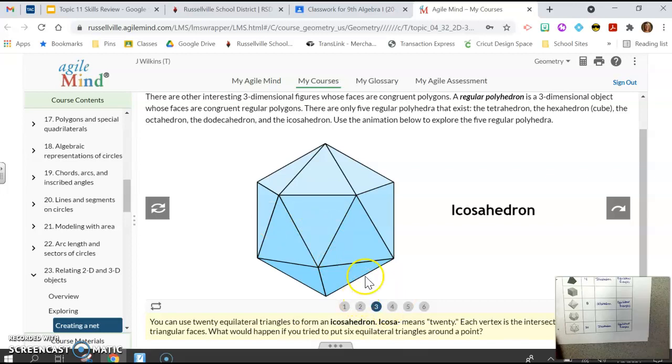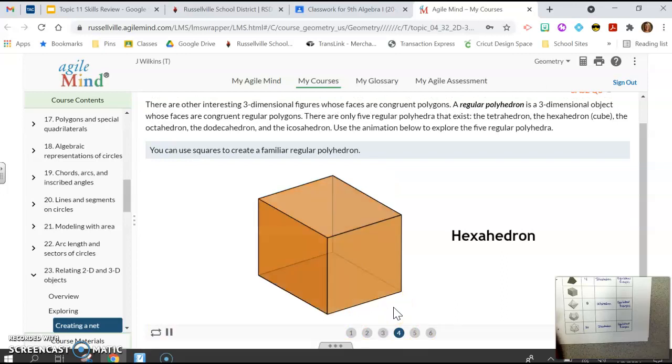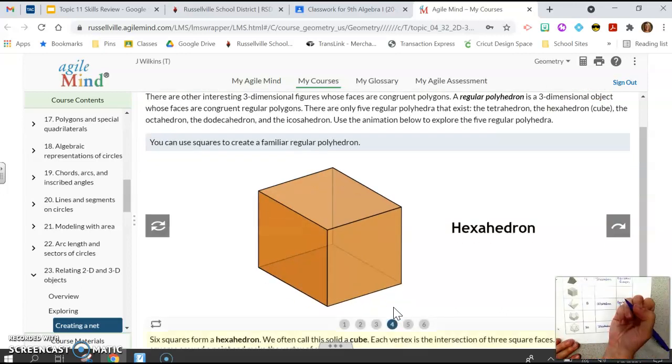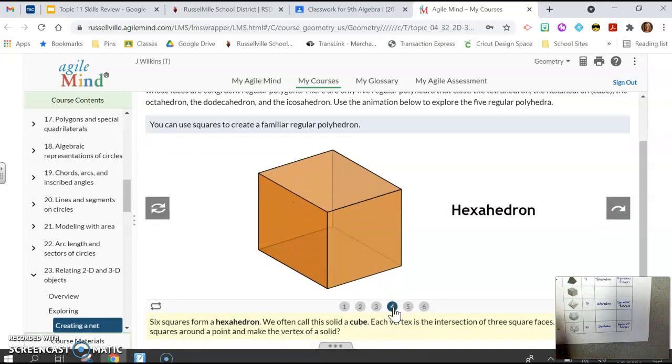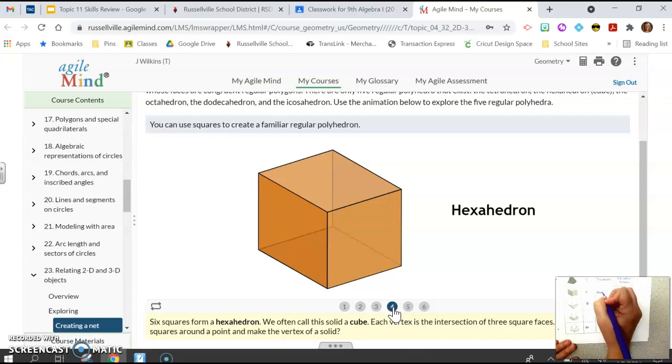All right, so those first 3 that we looked at all had equilateral triangles. The next one is called a hexahedron. It's made up of 6 squares. Hexa means 6. Oops, I missed the D, sorry. And I'm going to write cube right here. So the other name for a hexahedron is a cube. And this is, again, special just because all 6 faces are the same square.